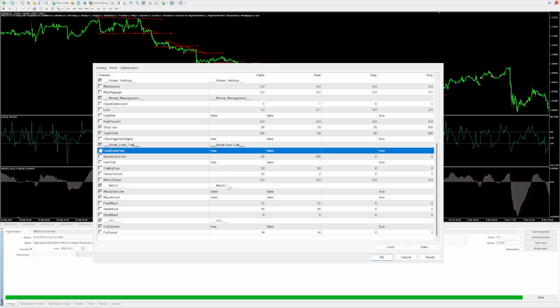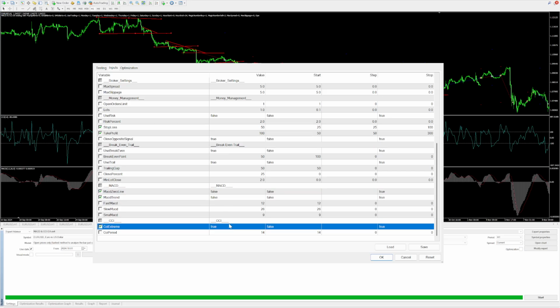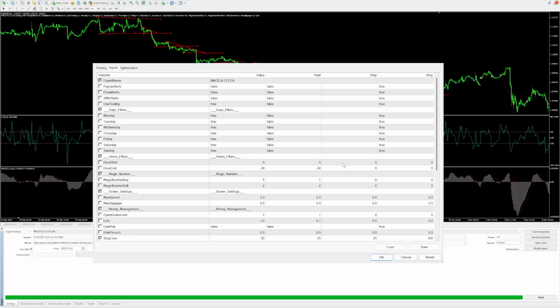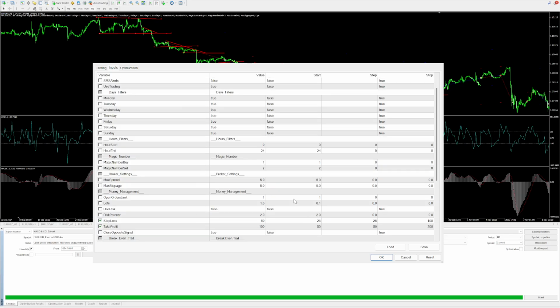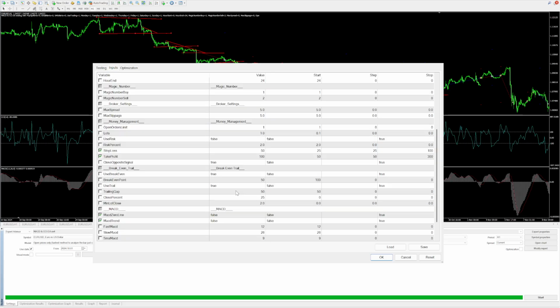Then we've got what we covered, the entry criteria, so the MACD and the CCI. So that's basically the EA settings, how it works, different ways you can use it, semi-automated or fully automated. Just going to quickly run through an optimization now. Optimization is basically using the strategy tester to test various combinations of settings and show you historical results with them.